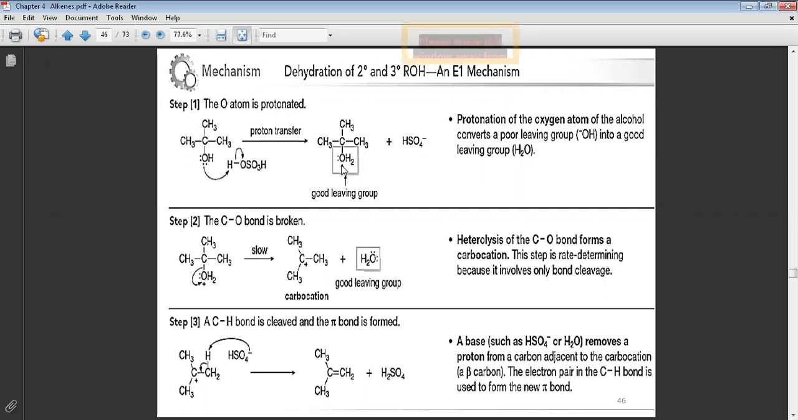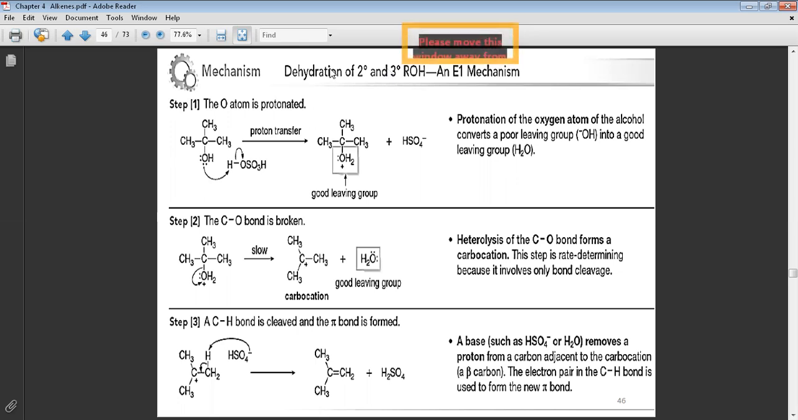Now, OH2 positive, is it a good leaving group or a poor leaving group? Of course, a good leaving group. It leaves the structure and gives you a carbocation. Look, step number 2 gives you a carbocation. Is the carbocation stable? Yes, stable. Why? Because it's a tertiary carbocation. For this reason, we say dehydration of secondary and tertiary alcohol is by the E1 mechanism, because secondary or tertiary alcohol gives you a stable carbocation.